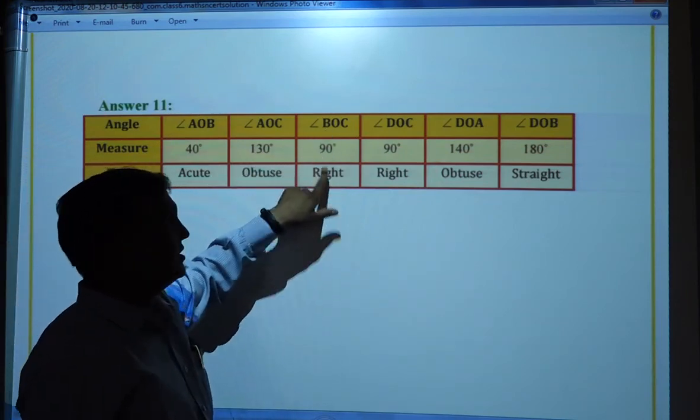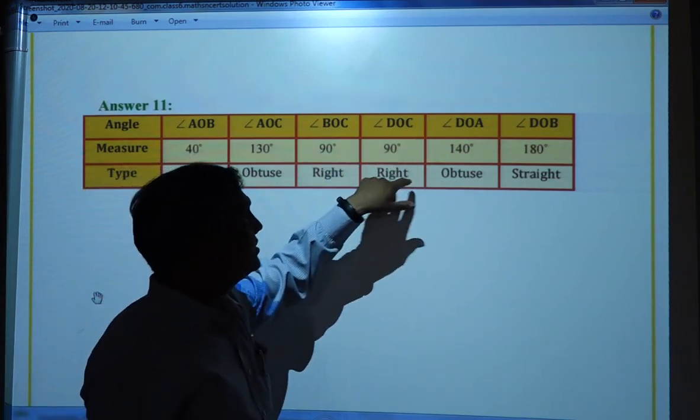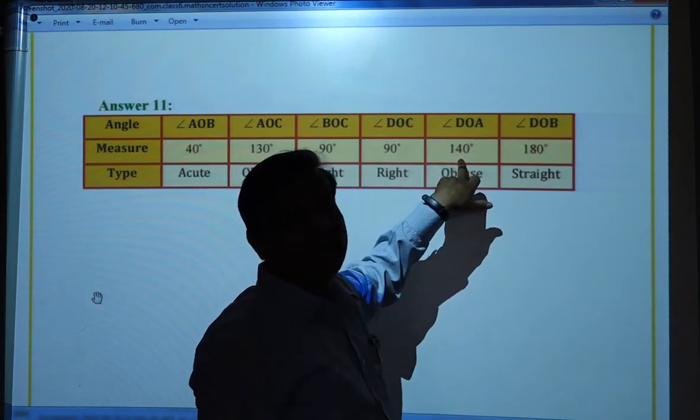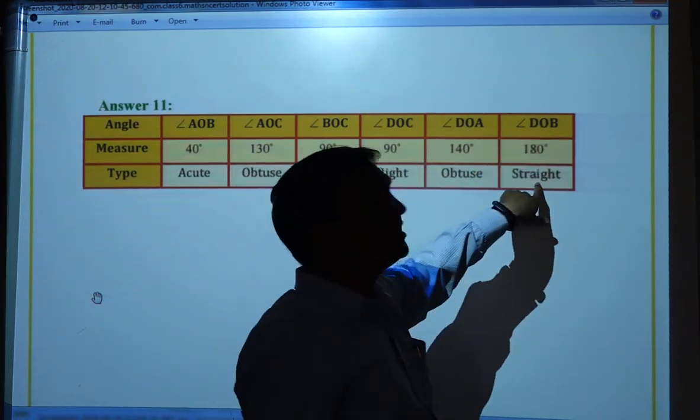BOC is 90 degrees. It is a right angle. DOC is also 90 degrees. It is a right angle. DOA is 140 degrees. It is an obtuse angle. And DOB is 180 degrees. It is a straight angle.